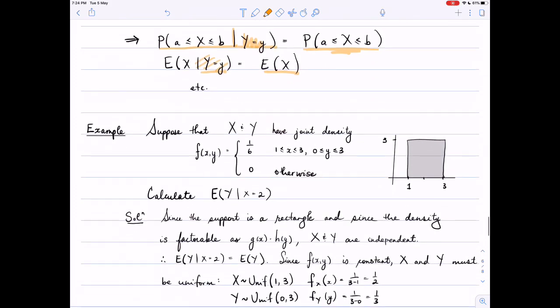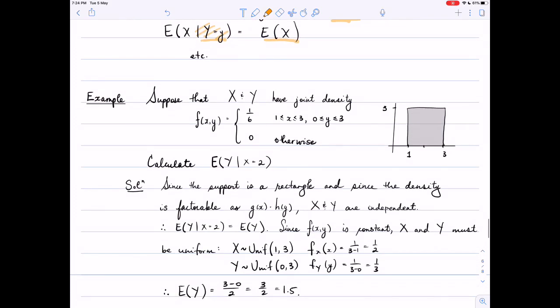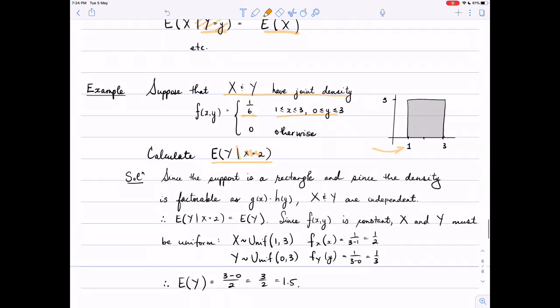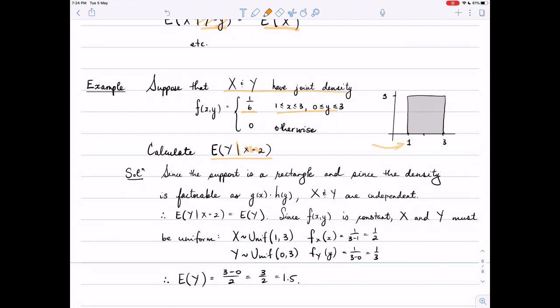So let's look at one last example here. Suppose that we have x and y that have joint density 1/6 over this rectangle. Calculate the expected value of y given that x equals 2. I haven't mentioned independence because we should be able to notice it. Since the support is a rectangle, we had a theorem, and the density is a product of two functions. They are constant functions, but they can still be written as two functions of x and y. A theorem told us that x and y are independent.